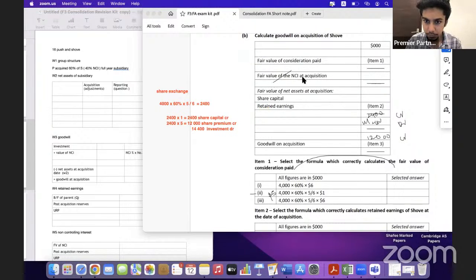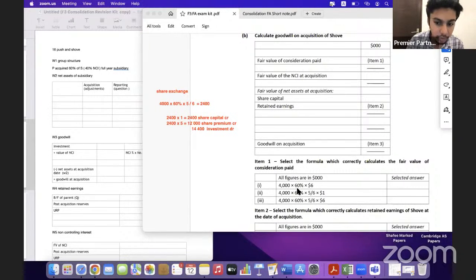Okay. Right, look at this part, guys. Now see, in your exam, once you answer the double entry part, they are also asking you like this. Here, look at this part, guys. Fair value of consideration paid. What is that? Fair value of consideration paid means the value of the investment. So they are asking you the value of the investment, item number one. Now we got 14,400.